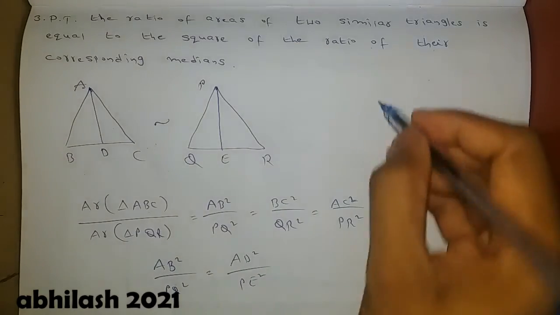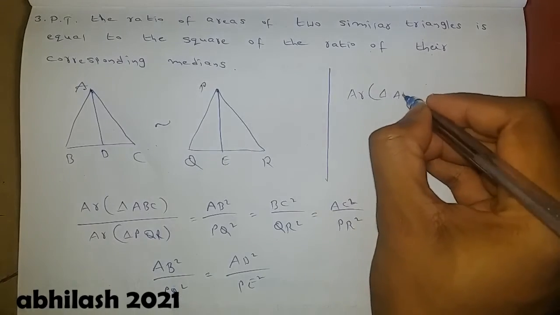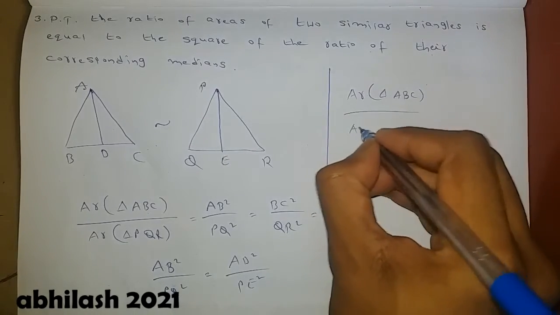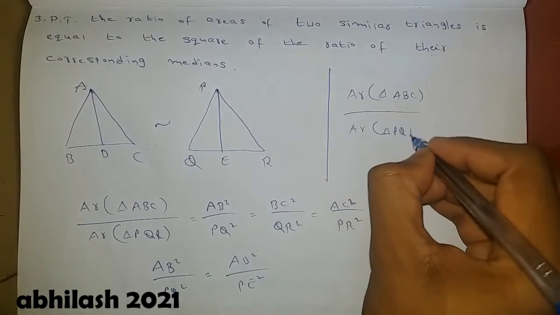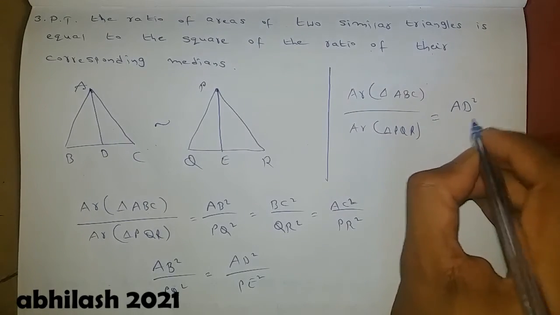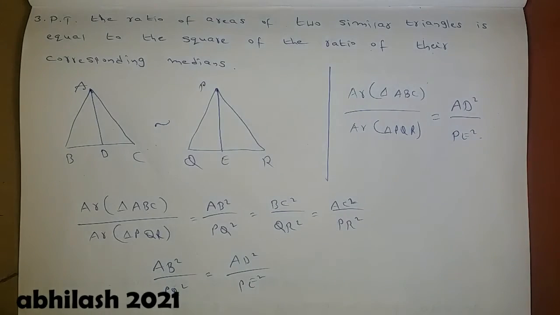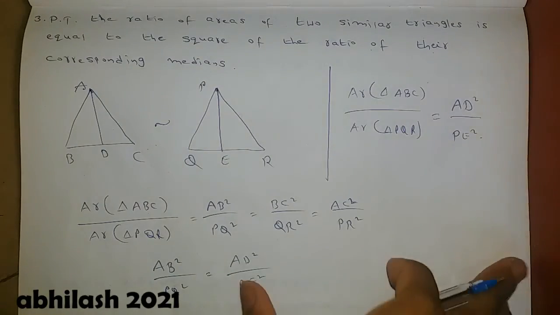So from these two we can conclude that area of triangle ABC divided by area of triangle PQR is equals to squares of the medians, AD square by PE square. Okay, let's move to the next question.